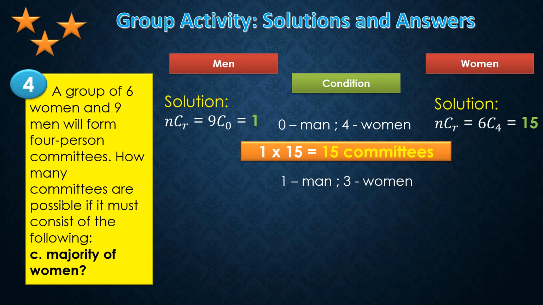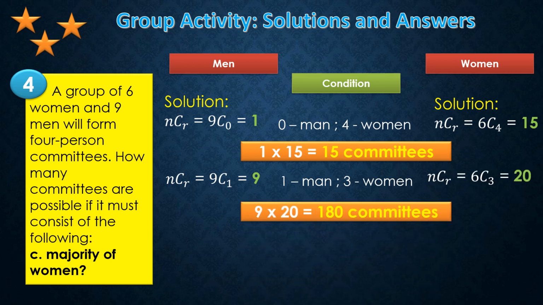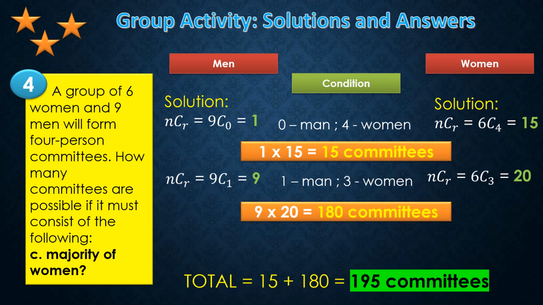Second condition, still within our condition: 1 man, then 3 women. So the answer is 9 for men and 20 for women. So that is 180. Then, the total, class, is 195 committees. Why do we stop there? Because if there are 2 men and 2 women, we can no longer say it is a majority of women. Okay? In the problem, the number of women must be higher than the number of men.